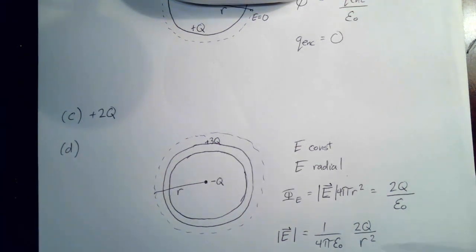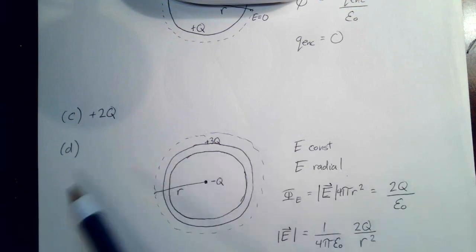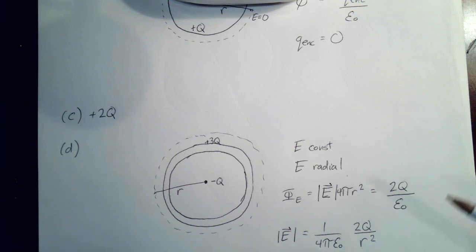So this is what we would expect for a point charge with a charge of 2Q. This would be its electric field. So this shell and the charge inside and the charge on its surface, all together, when you're outside of the shell, it acts like a point charge. As far as the electric field is concerned, it looks like that of a point charge, which has a charge of 2Q.